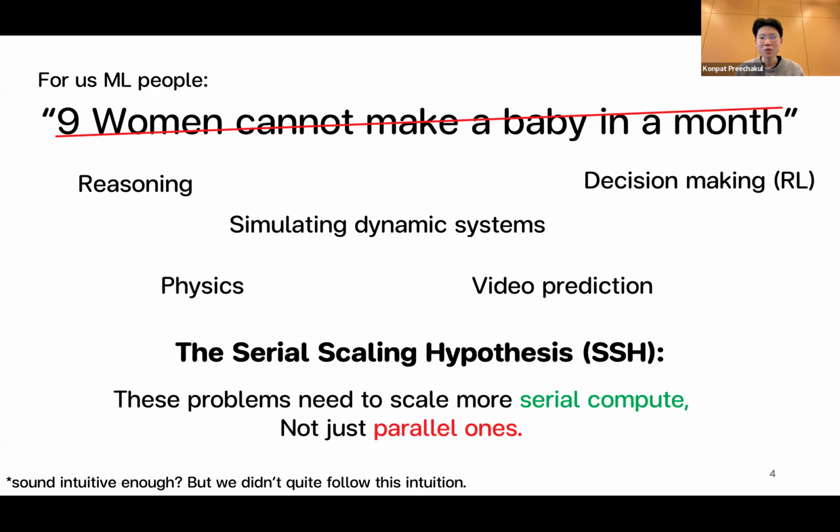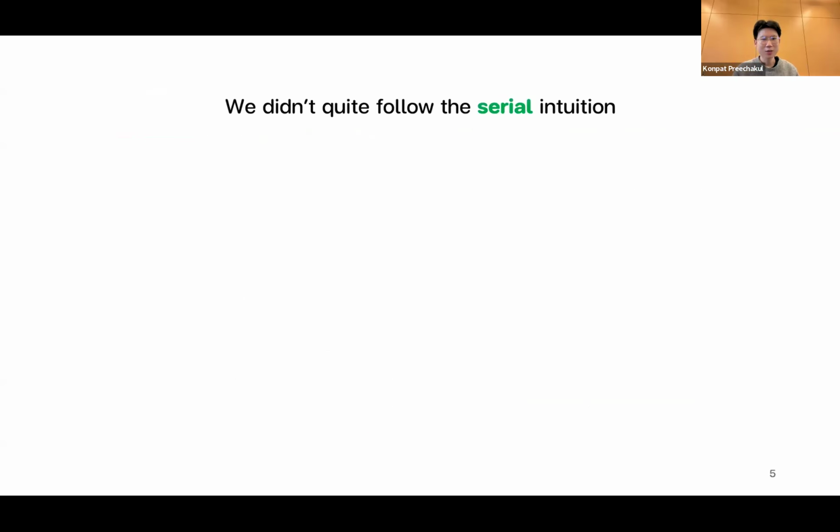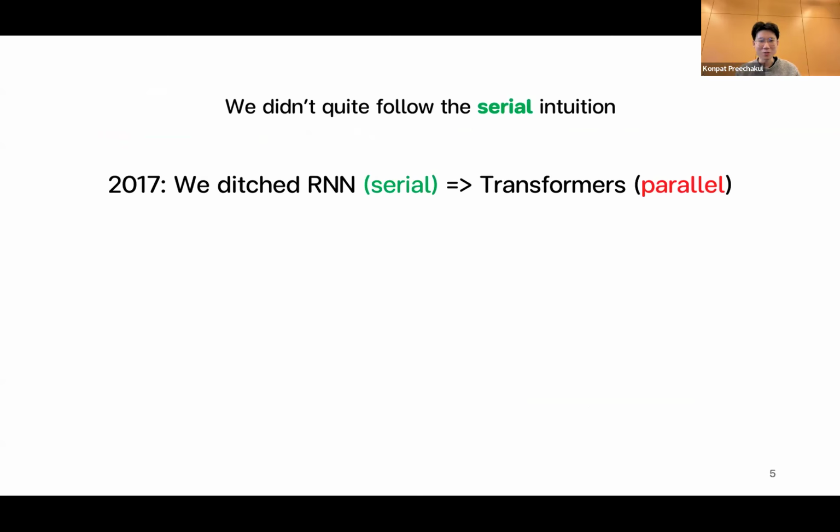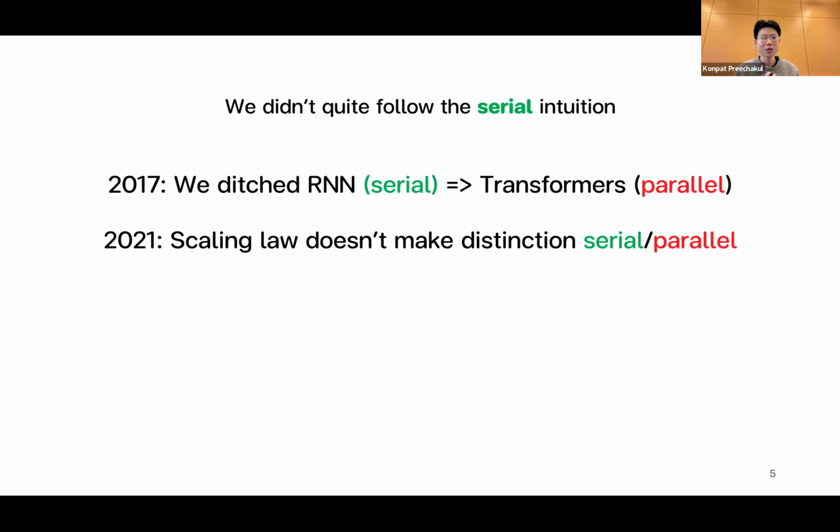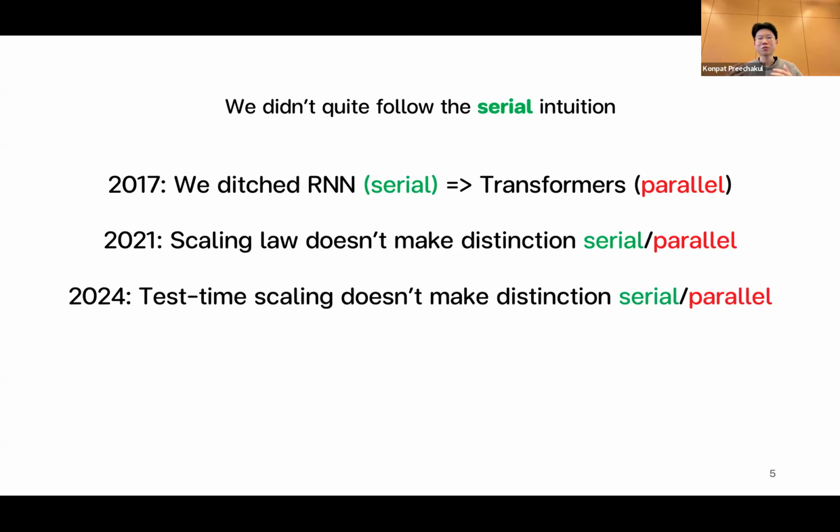So this sounds very intuitive and reasonable enough, right? You know what? We don't quite follow these intuitions in the past. So let me give you a recap with an example. In 2017, we ditched RNN, which is a perfectly serial model, for a transformer, which is a parallel one. In 2021, the scaling law, which we discovered, doesn't really make a distinction between serial and parallel compute. And test time scaling, right? In 2024, it doesn't really make a distinction between serial and parallel compute again. So in short, flops are flops. There's no distinction between serial flops or parallel flops.